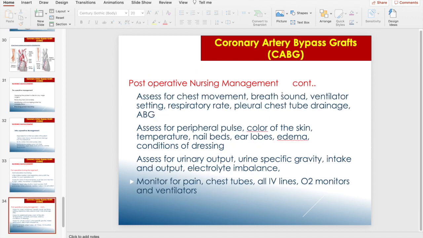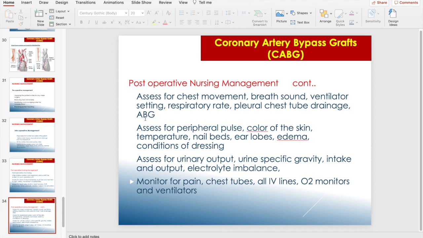In post-operative nursing management, we also have to assess the chest movement, breath sounds, and ventilator settings, because the patient will be intubated. All of these are ICU things. For example, we assess the patient's ABG. So why do we need to assess all of this? Because we need to make sure the patient is hemodynamically stable.